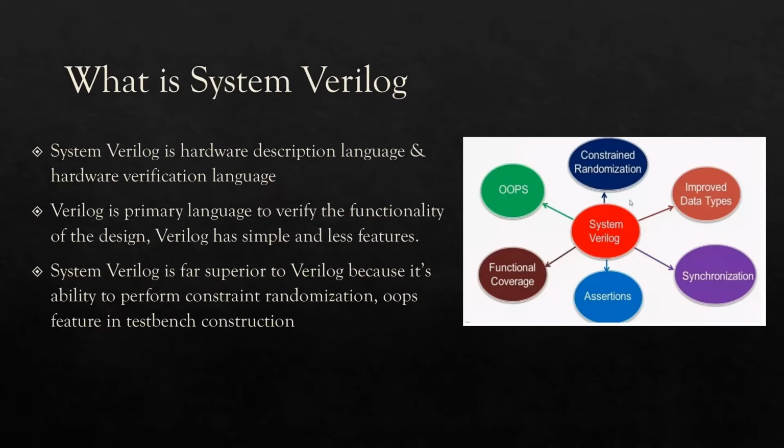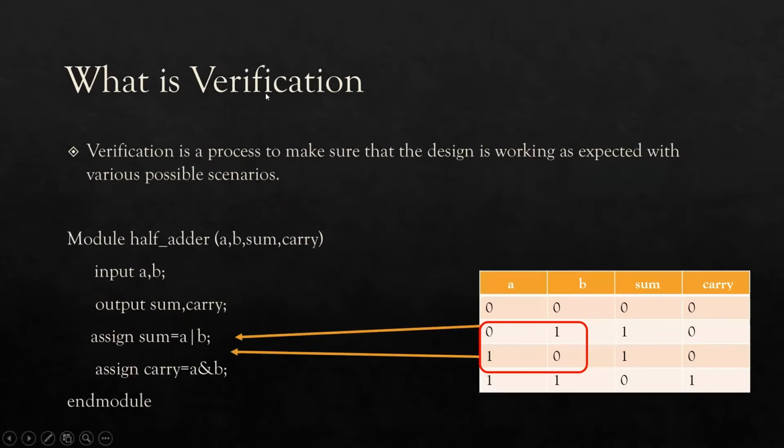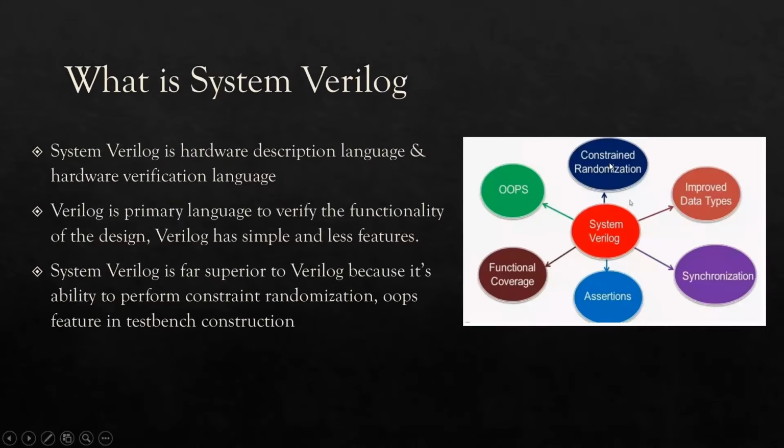When it comes to Verilog, we don't have any scope of OOPS. So when it comes to very complex designs, it's very difficult to verify. Then it comes to your constraint randomization.